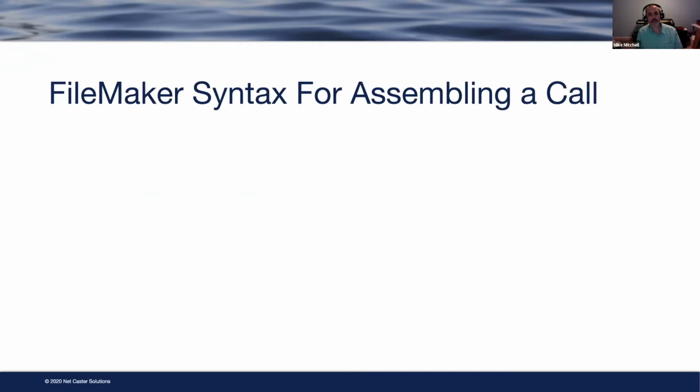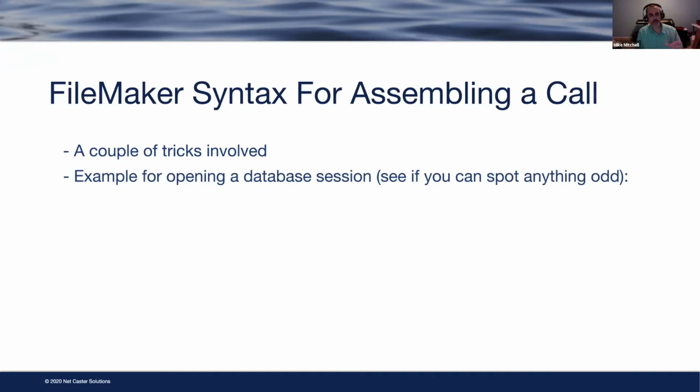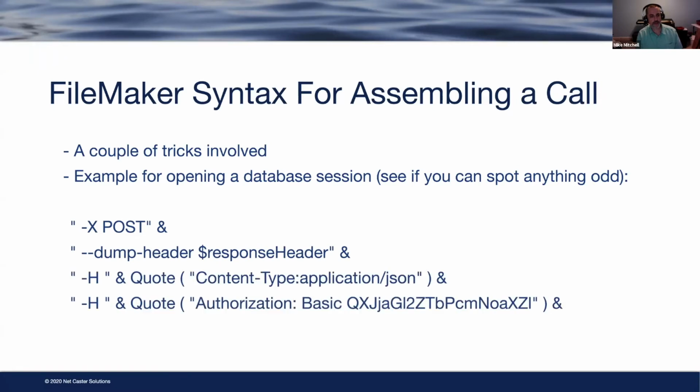Now, when I assemble my FileMaker syntax, there's a couple of little tricks involved with this. So for example, this would be the curl commands or the syntax. If I was to put this in a FileMaker calculation field, I would see this calculation for opening a database session. So it might look something like this: post, dump header, response header, -H, quote, content-type application/json, quote, authorization basic, such and such, which is basically a token. And we'll explain more about that in a little while.